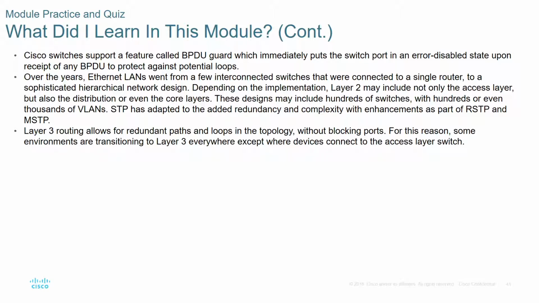Layer 3 routing allows for redundant paths and loops in the topology without the need for blocking ports. For this reason, some environments are transitioning to layer 3 everywhere except where devices connect to the access layer switch. So essentially distribution now is moving to multi-layer switches, layer 3 protocols being used within what were essentially switching layers for distribution, and you're now only seeing layer 2 existing for the access layer switches. So it's just the way that the world is developing over time now.